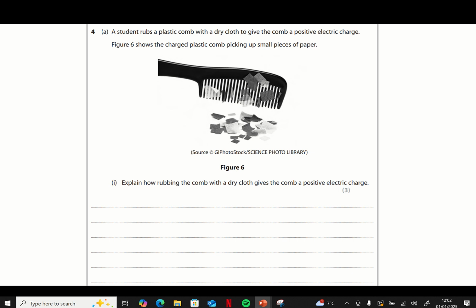Okay, so question 4, a question on electrostatic charge and electric fields. So we've got a comb, and it says explain how rubbing the comb with a dry cloth. So we've got this idea of rubbing, so that's going to be charging by friction. And remember, I taught you there's two main ways we can charge things. We can charge them by friction, if it's two insulators, or we can charge by induction, using a known charge to put a charge onto something else.